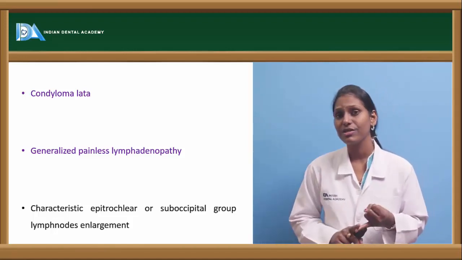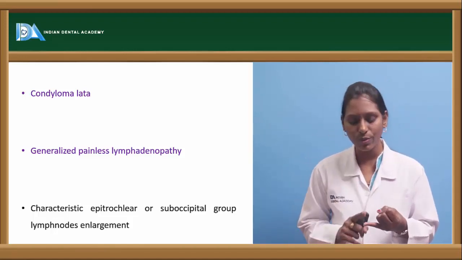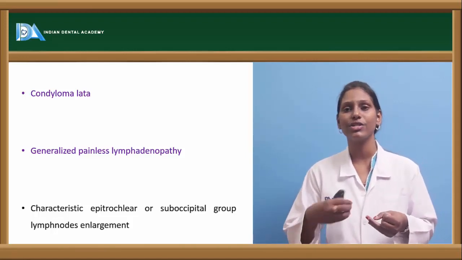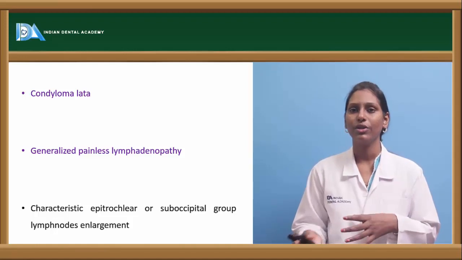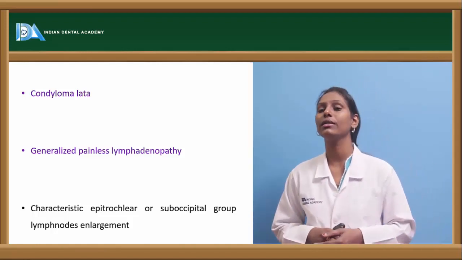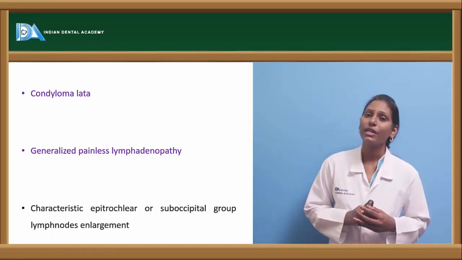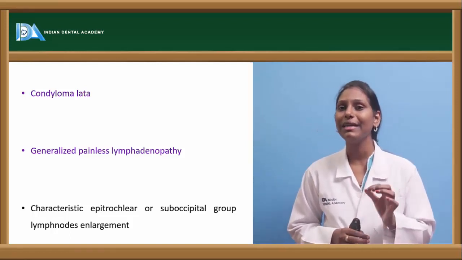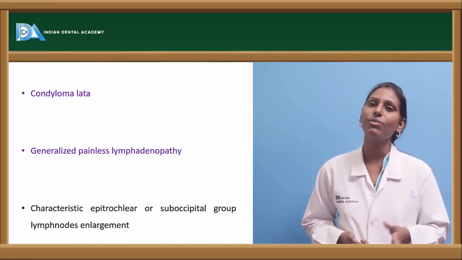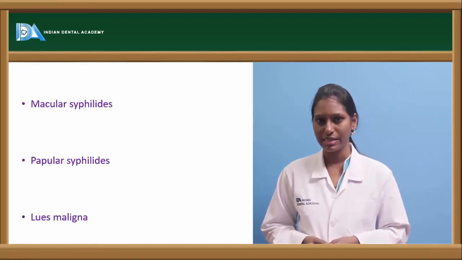Remember, mucous patches are highly infectious. Stage 1 and stage 2 of syphilis are highly infectious, and direct inoculation, direct touch, can also lead to infection. It can be contagious from one person to another. When you're talking about this generalized painless lymphadenopathy, the epitrochlear and suboccipital groups of lymph nodes are more commonly involved in this secondary stage.